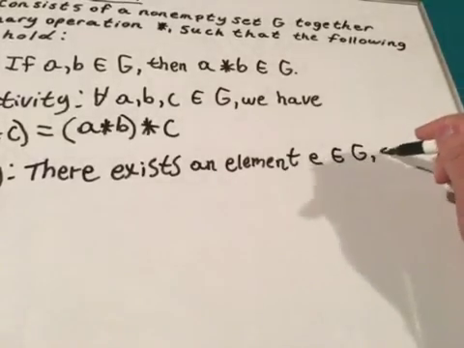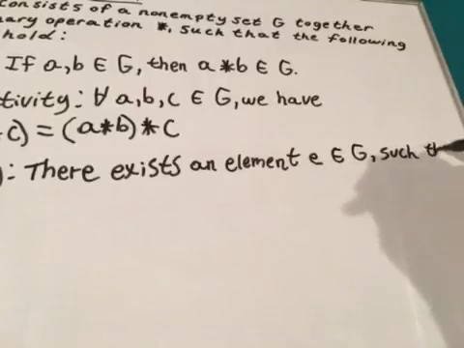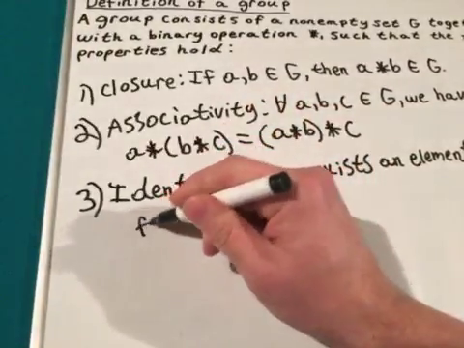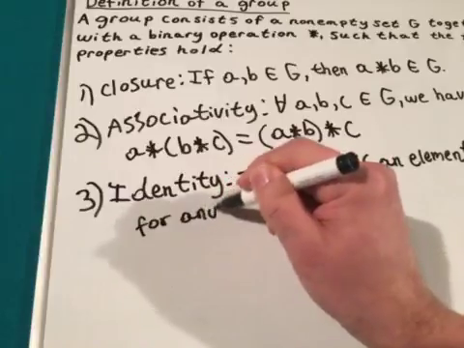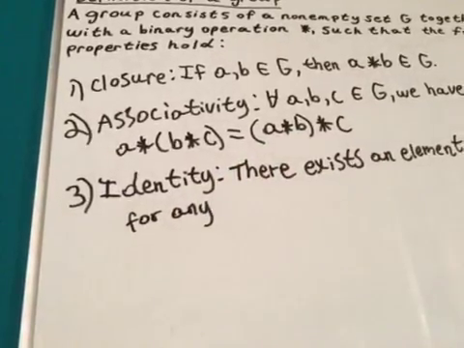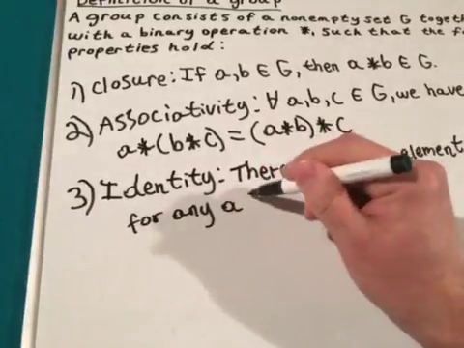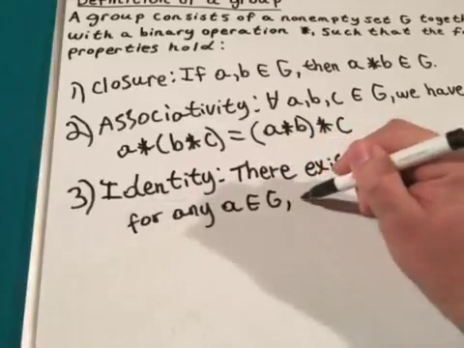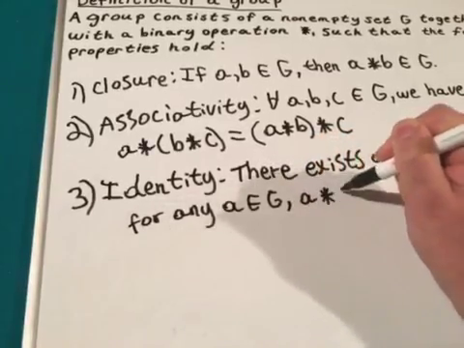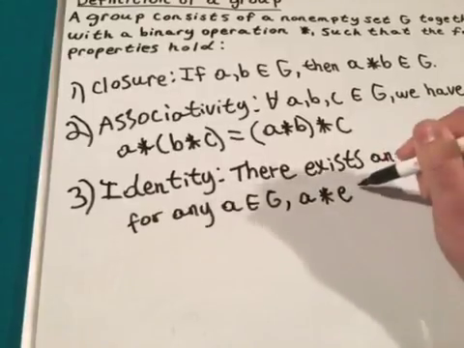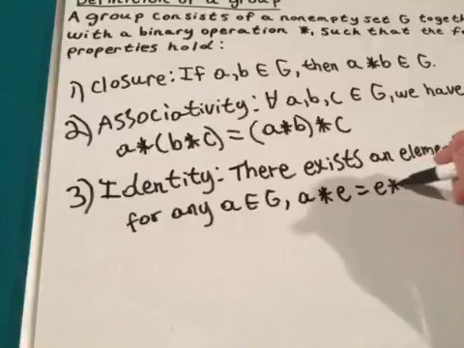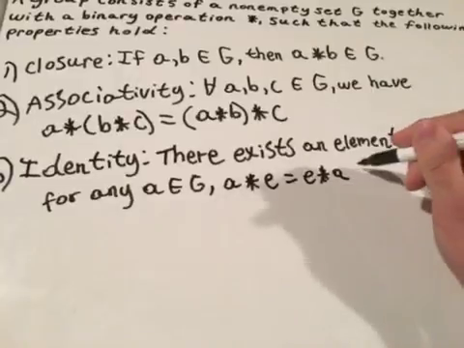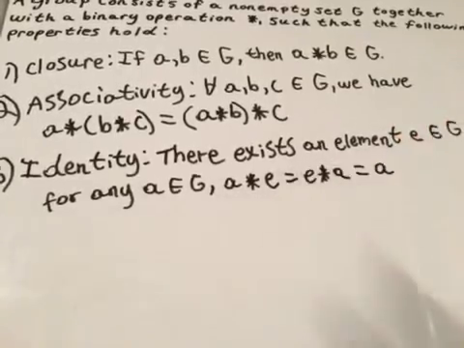Such that for any A that's an element of G, if you do A star E, that's the same as doing E star A, and what you get back is A.